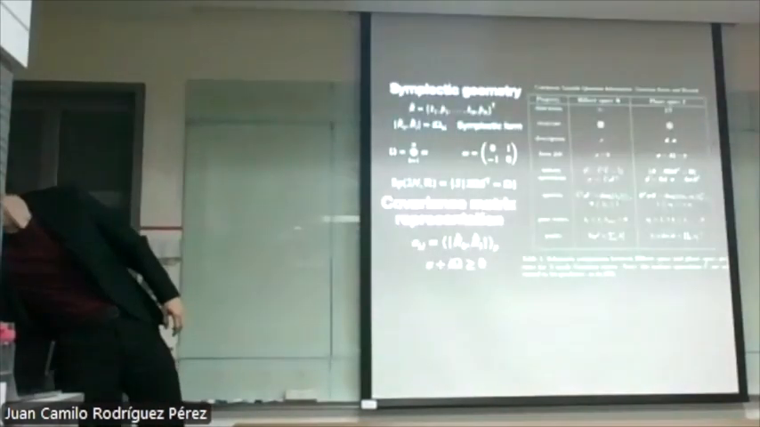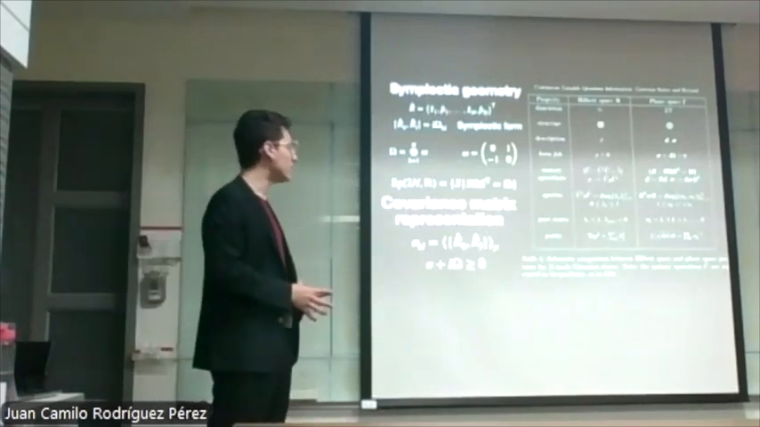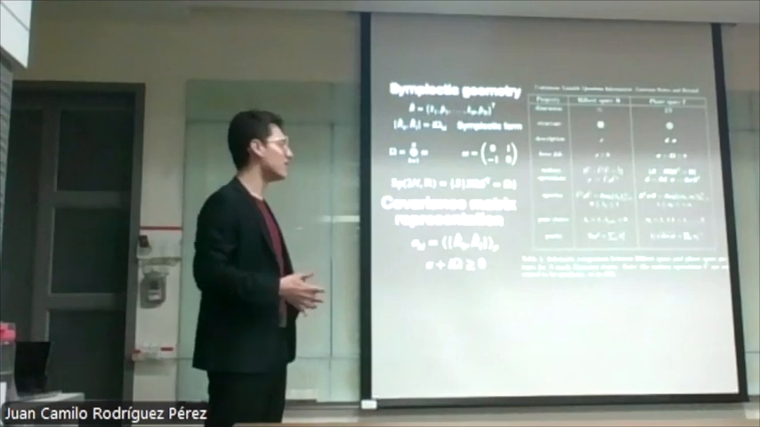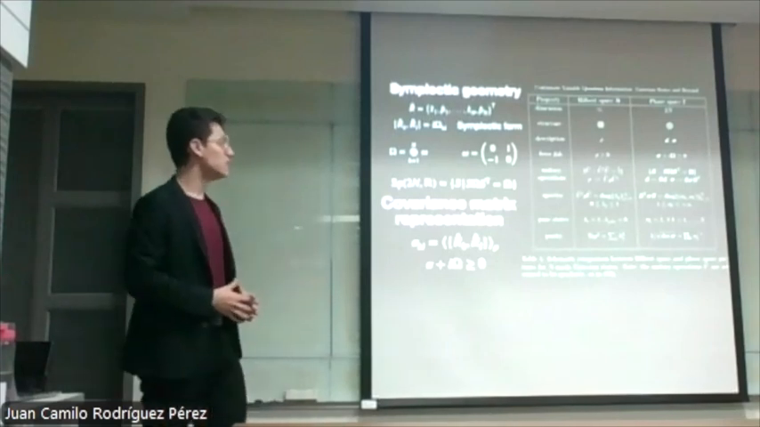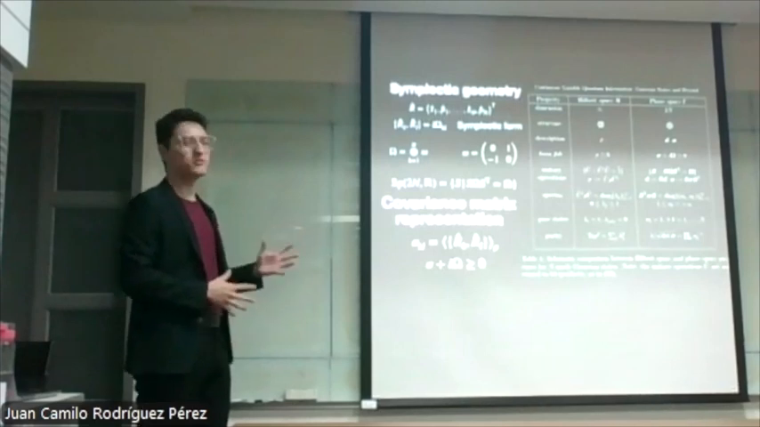Now I would like to get into details about why it's good to use the covariance matrix, and I would like to do a formal introduction of it. So let us go through some mathematical notions. I will introduce some symplectic geometry concepts.